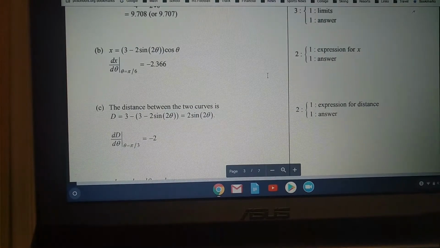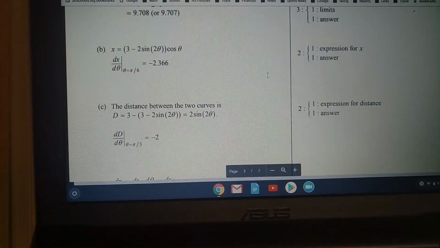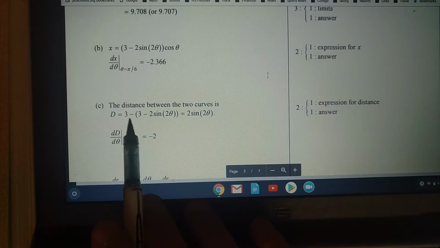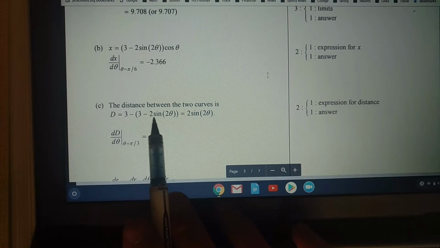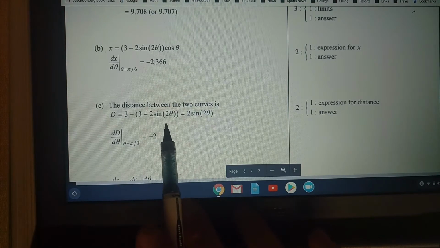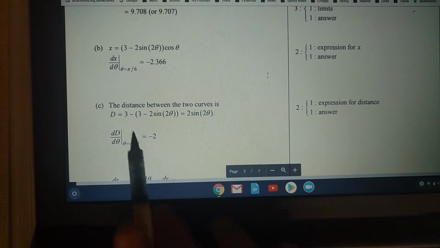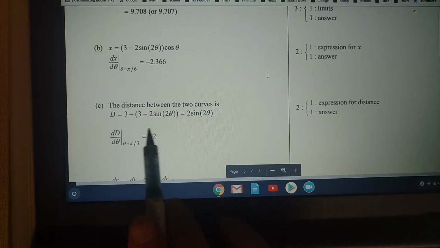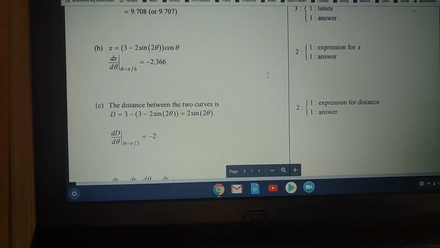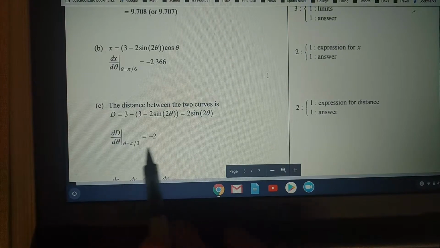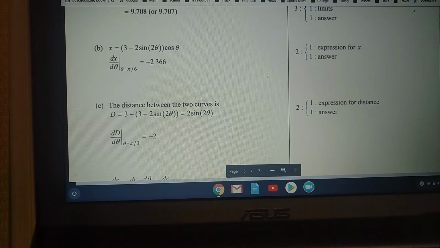For part C, if you have the correct expression for distance, so our distance is 3, that's our radius, minus our r, which is right here. And so we see that's equal to 2 sine of 2 theta. This right here gets you the point for the expression, so long as you don't incorrectly simplify. And then if you do it correctly to find your answer of -2, you get your second point.